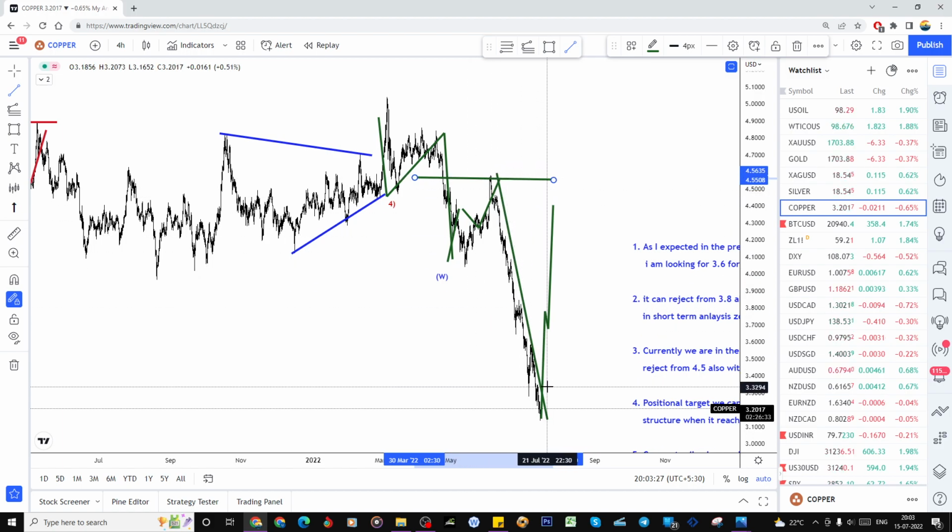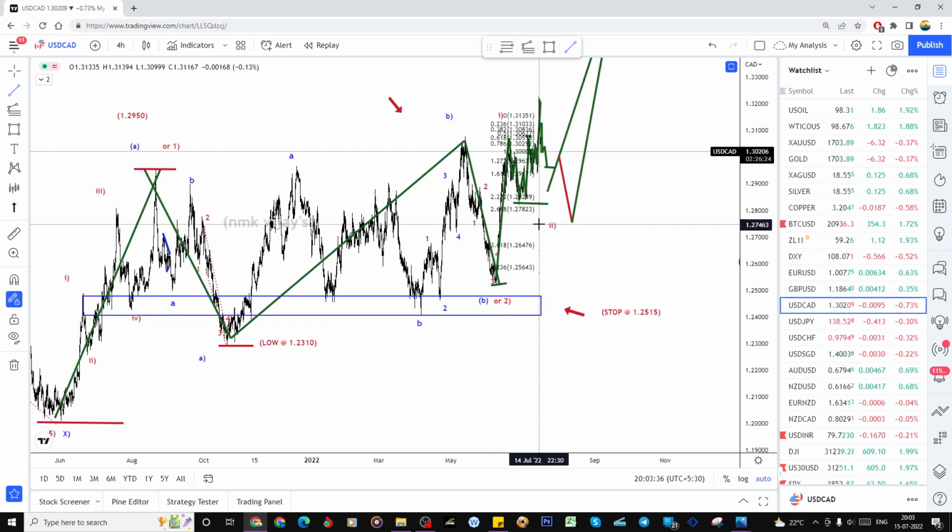And this is the one C. We need this kind of C wave. That is why I'm in UCAD. UCAD is in either the C wave or that third wave. We don't know, but a huge movement is ahead.